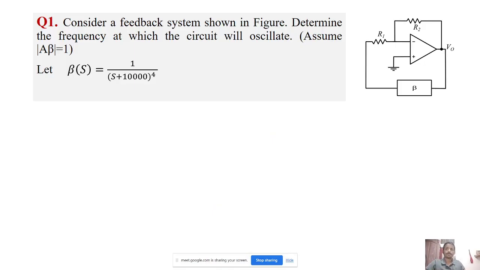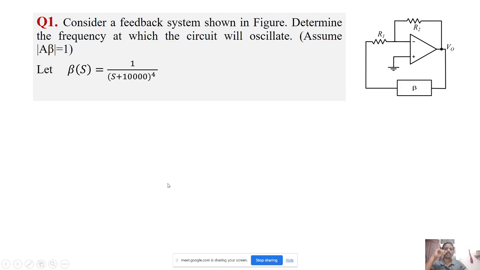Okay, so let us start with the first question. Consider the feedback system shown in the figure. Determine the frequency at which the circuit will oscillate, assuming A beta equal to 1. Let beta of s equal 1 by s plus 1 0 0 0 0, the whole power 4. So this is beta of s.